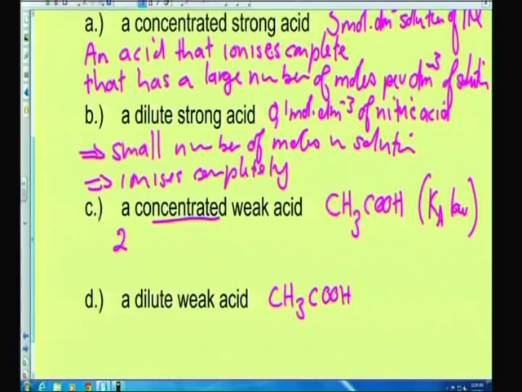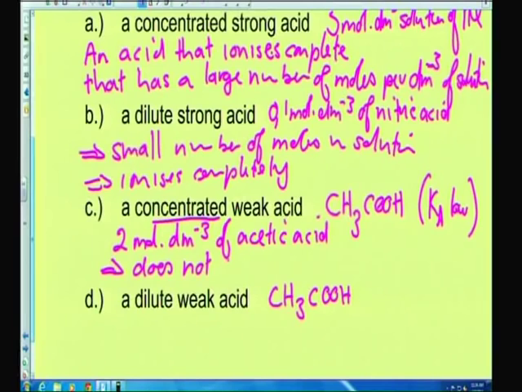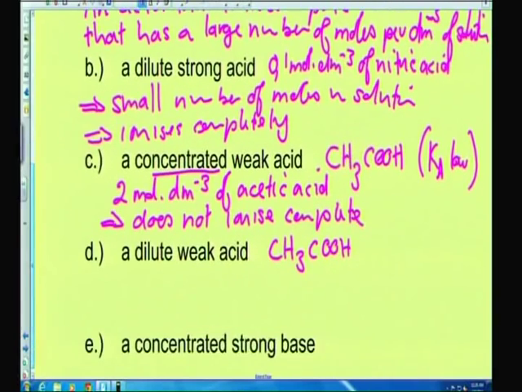Concentrated, well, let's make it 2 mole per decimeter cubed of acetic acid. It does not ionize completely. That's why it's weak. Well, we could use the same argument here, but simply do 0.1 mole per decimeter cubed, because now that's dilute. Okay? Dilute means we've added more water, we've got fewer moles to the volume of solution.